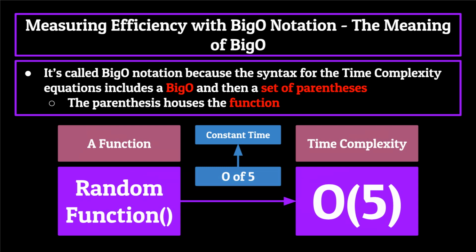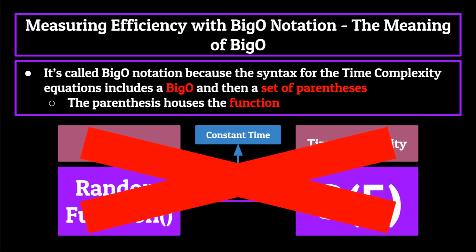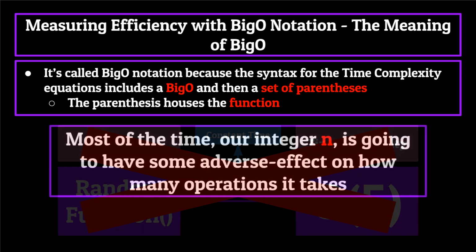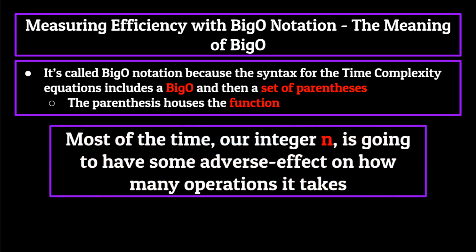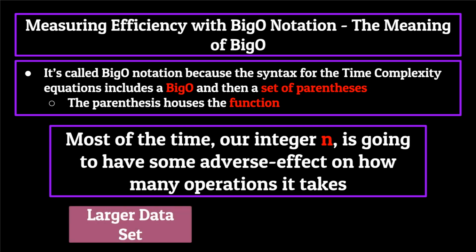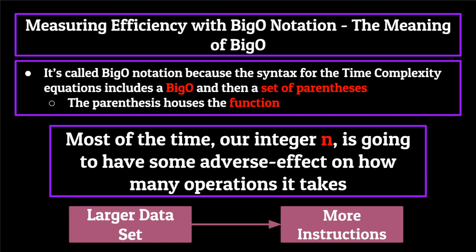This is usually not going to be the case though when it comes to the 4 criteria we want to mention for our data structures. Most of the time, our integer n, which again contains the amount of elements within the dataset, is going to have some adverse effect on how many operations it takes to, say, search through our data structure, which makes sense. A larger dataset means it's going to take more operations from the computer to search through that entire dataset.